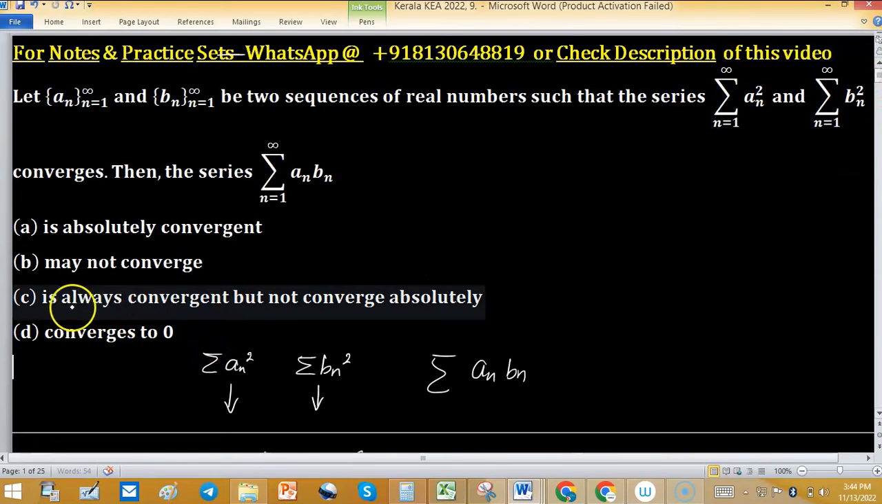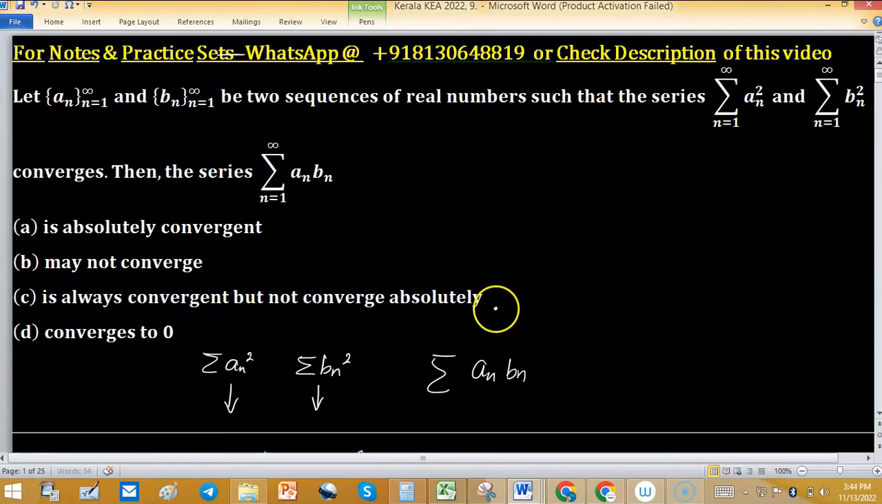Converges to 0 is always convergent, but not converges absolutely. Always convergent, but may not converge absolutely. Option B is directly discarded. Converges to 0, it is not necessary. That's why option D is discarded.